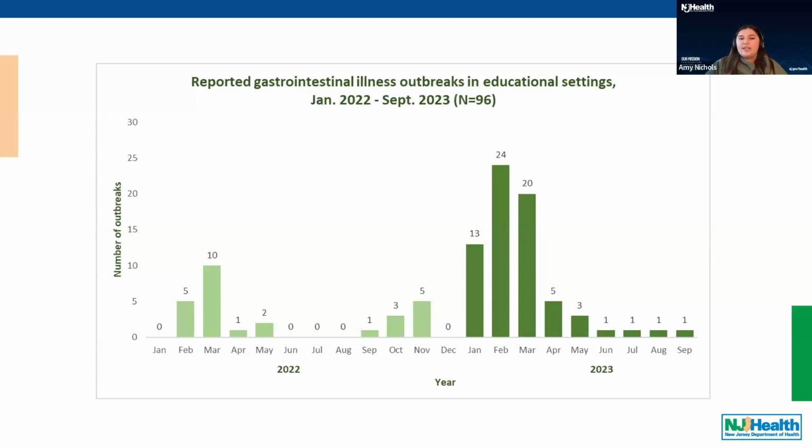Of the 96 gastrointestinal illness-related outbreaks, there was a mixture of suspected and confirmed outbreaks of norovirus, as well as other gastrointestinal illnesses. You will notice some months have 0 reported outbreaks. This could be due to holiday breaks, summer vacation, and increased reporting given the pandemic.